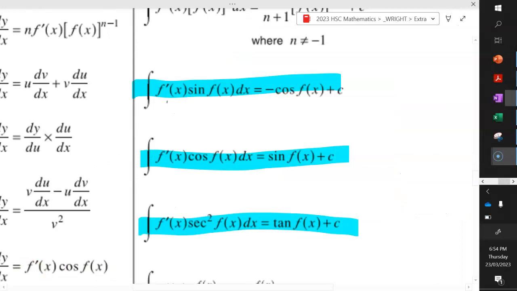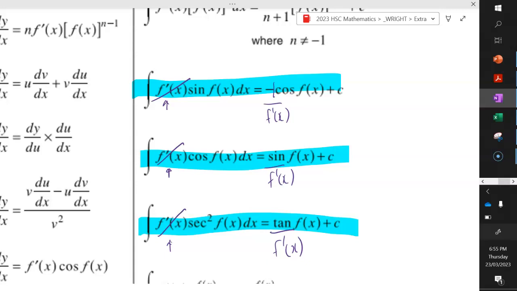The HSC formula sheet pops the derivative on this side. So I like to think of it over, in this case, as 1 over the derivative. So when we're integrating sine of f of x, it's minus 1 over the derivative of the function, cos of f of x. So I'm just going to be dividing in each case by the f dash of x and writing it like that. I think that's how we need to think about it, because otherwise you're probably going to be confused and not really be using the formula sheet correctly.